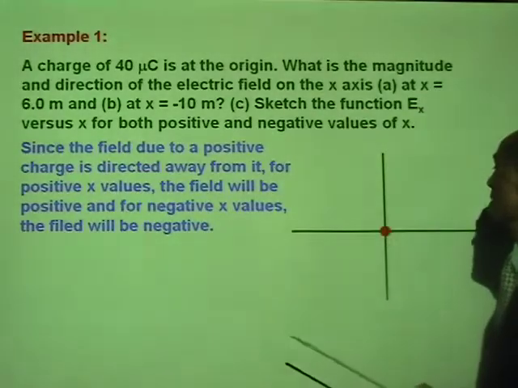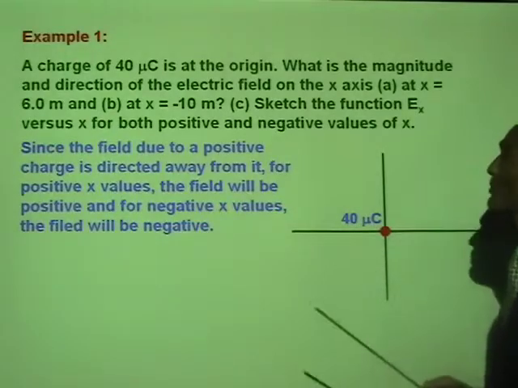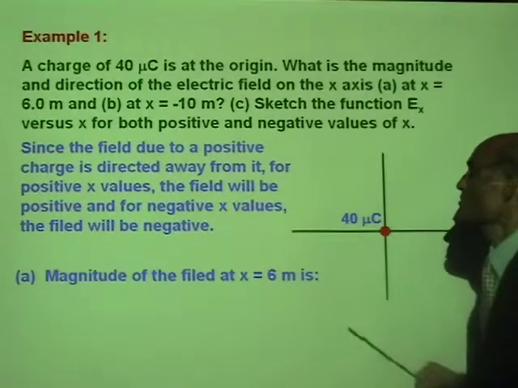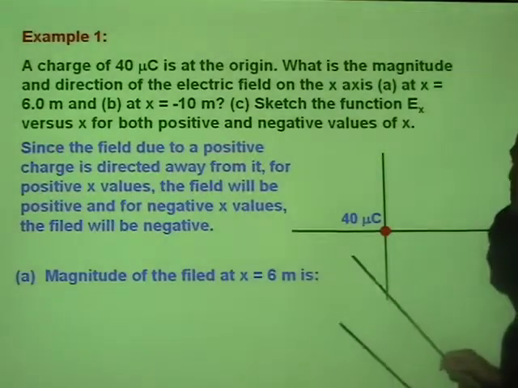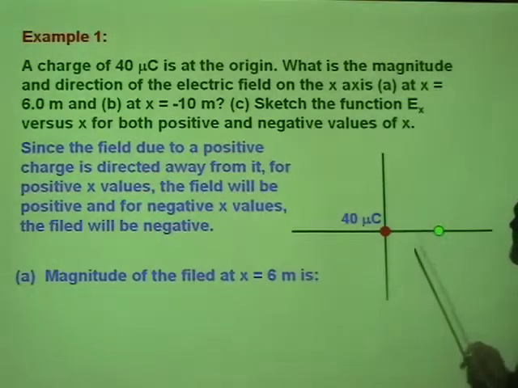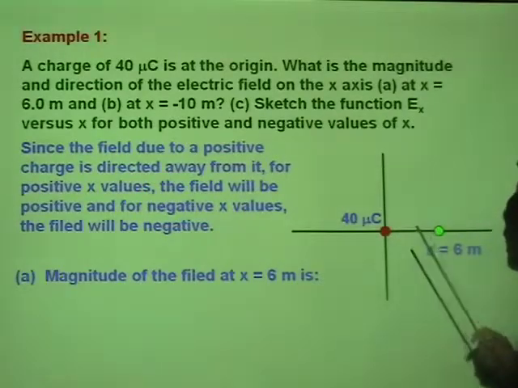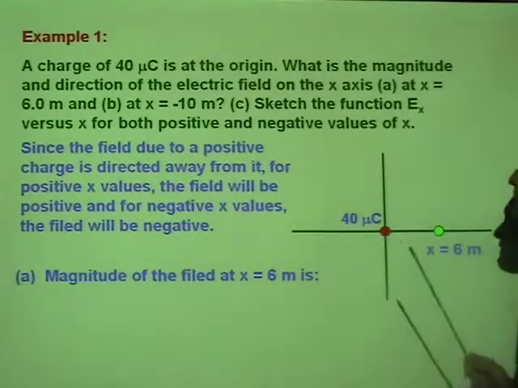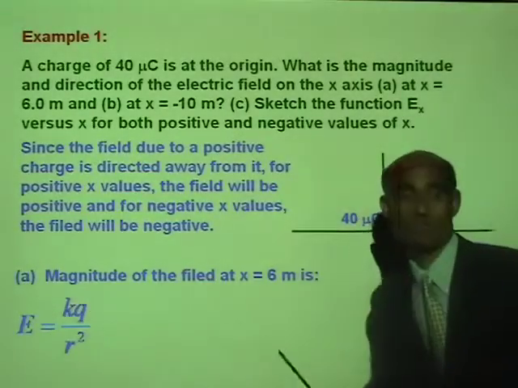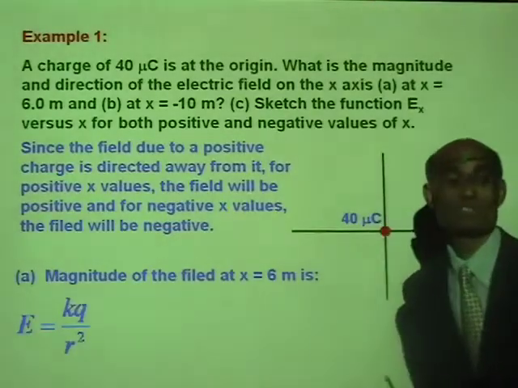Now here I have the x and y axis. This is the charge that is 40 microcoulomb. Now, what is the magnitude of the field at x equal to 6 meter? Where is x equal to 6? Let's say that is x equal to 6. What is the magnitude of the electric field at this point? Well, E equal to kq over r squared.